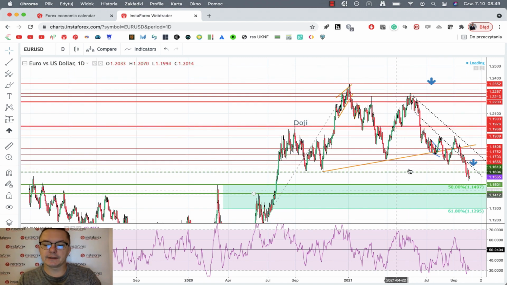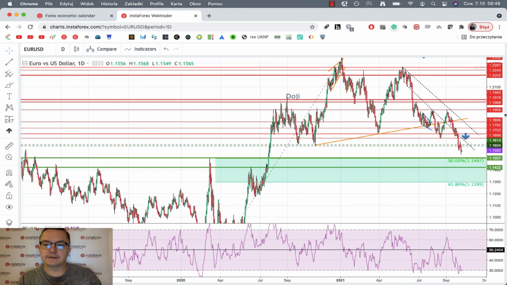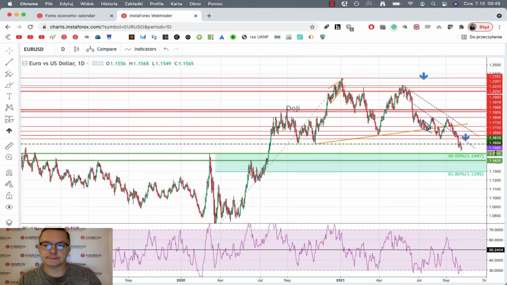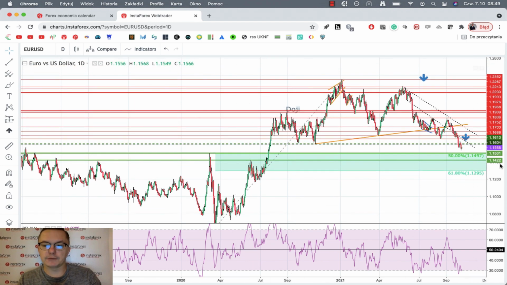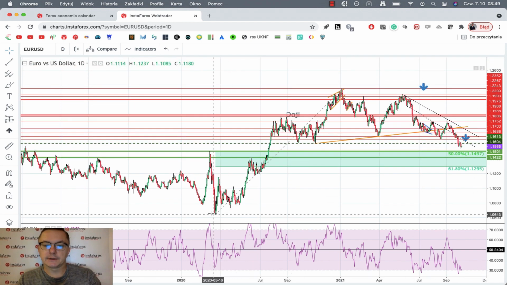Please notice that this 50% is the key level, because this 50%, as you can see, is measured from the COVID lows, right? From the COVID sell-off. This is the 50%, so it's very, very important. Moreover, there is a technical support at 1.15, which is, of course, key technical support for the long term.